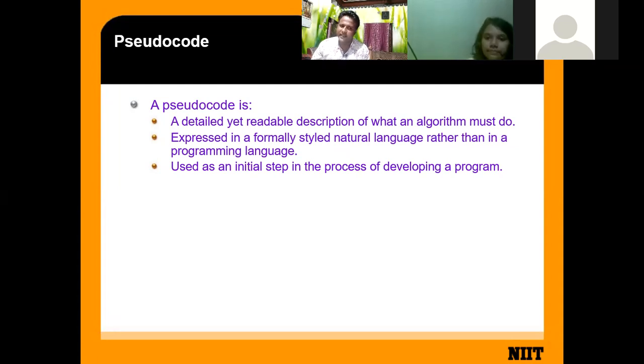It is a detailed yet readable description of what an algorithm must do. It is expressed in formally styled natural language rather than in a programming language. It is simple English words that you write. It works as an initial step in the process of developing a program.